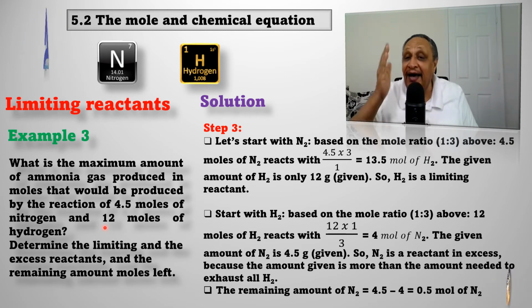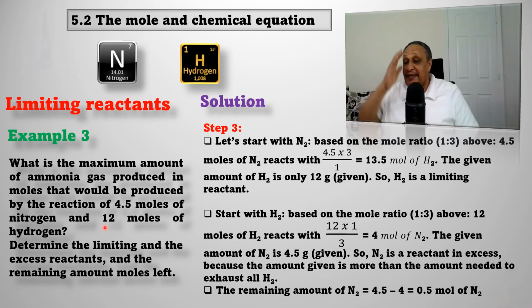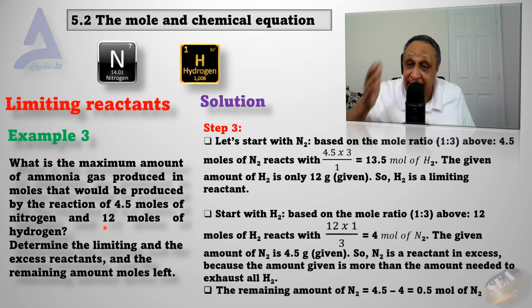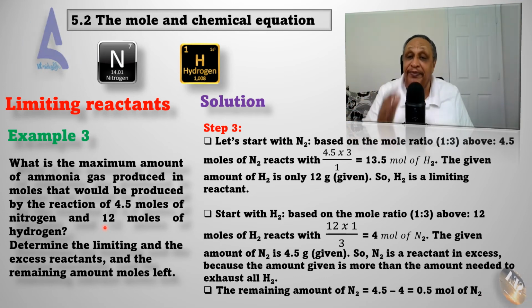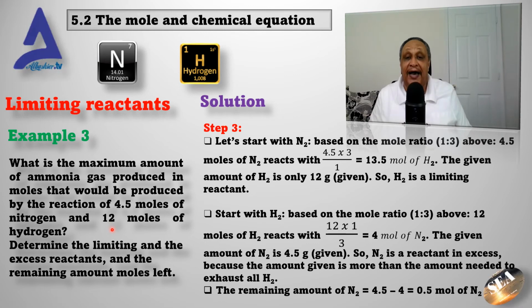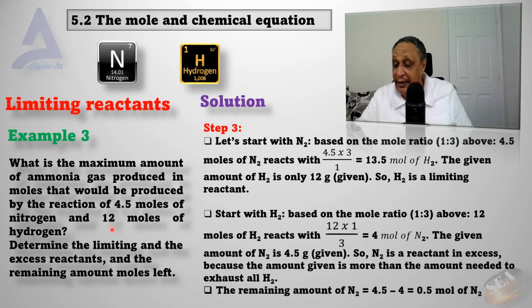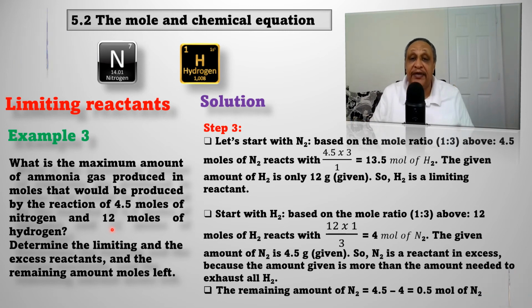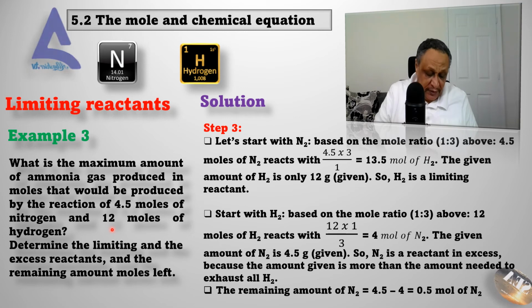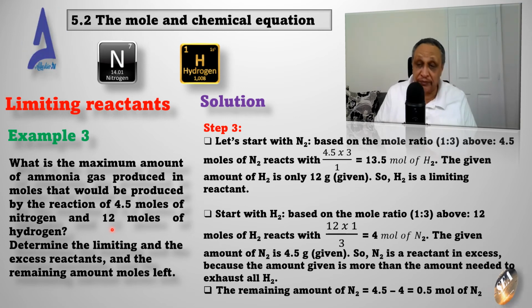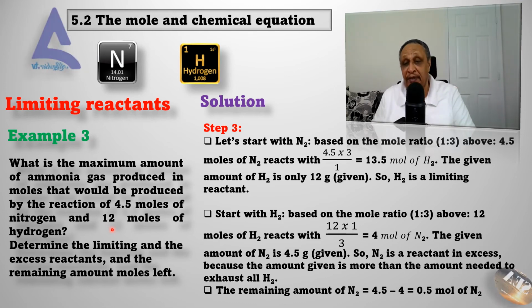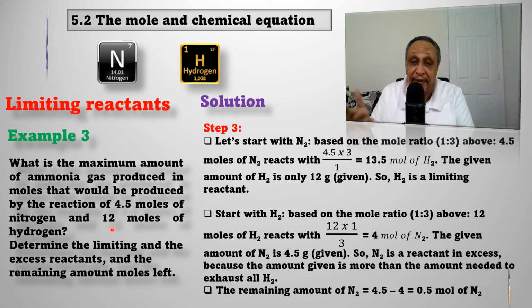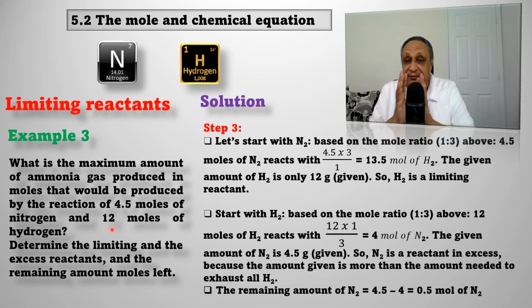And from here, hydrogen is the limiting reactant, because the reaction is going to stop after we consume the whole 12 moles of hydrogen, and still we need more hydrogen to be consumed, and there is also still more nitrogen present. Okay, this is the first portion.